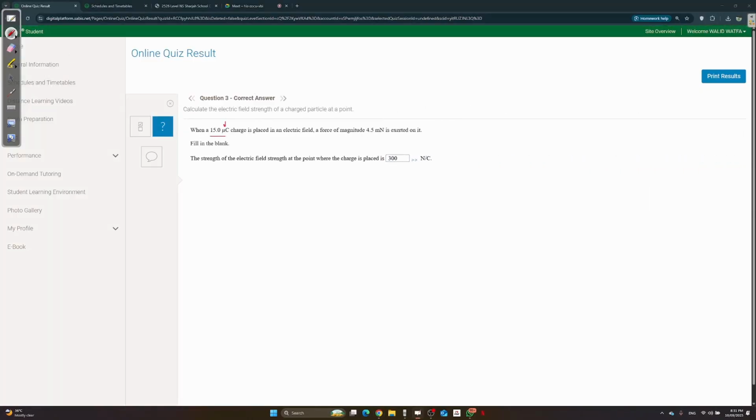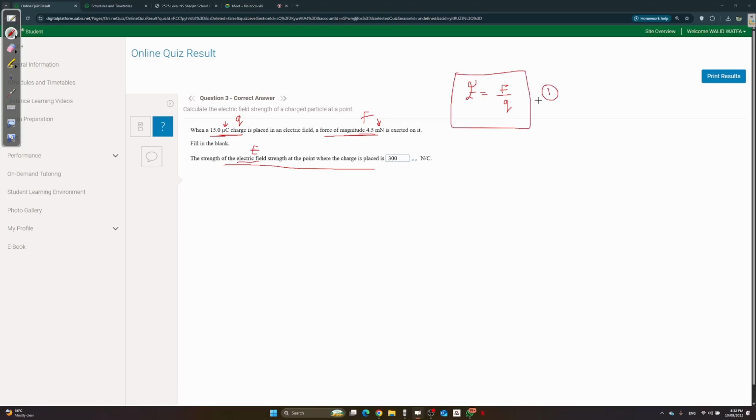When a 15 microcoulomb charge is placed in an electric field, a force of this is exerted on it. The strength of the electric field is what? So they're asking for the strength of the electric field. This means they're asking for E. They gave me charge. What's the symbol for charge? Q, in coulombs. And force is F, in newtons. So what was the equation I gave you? It was E is equal to F divided by Q.